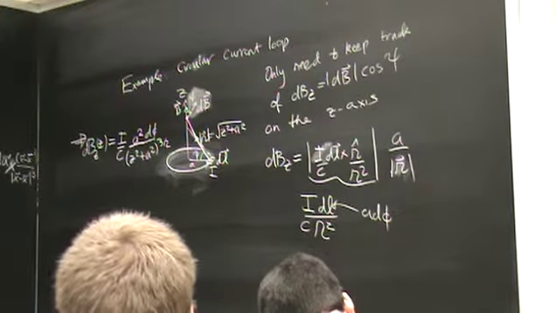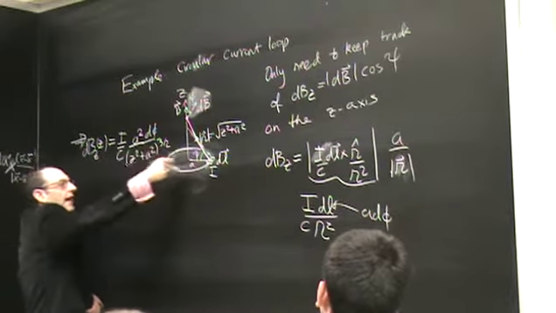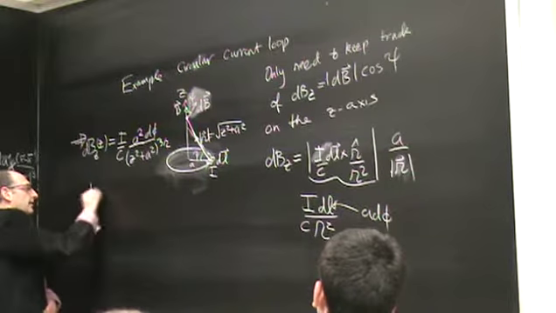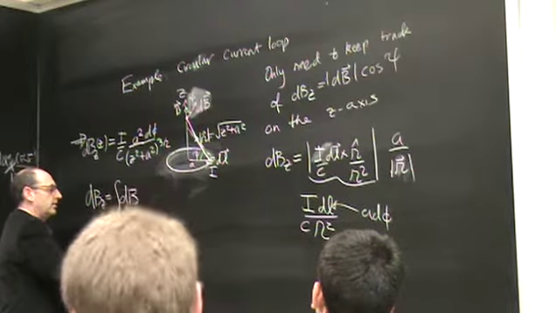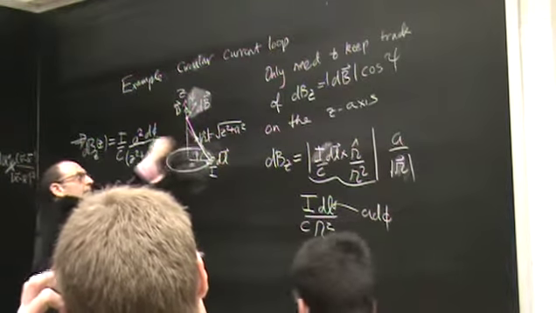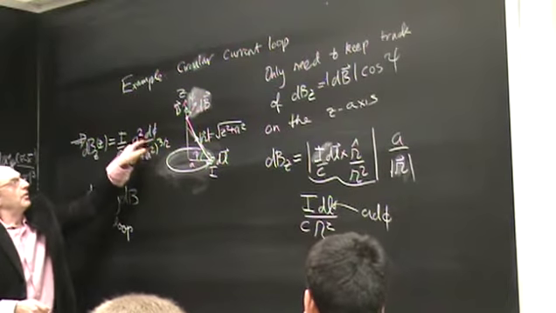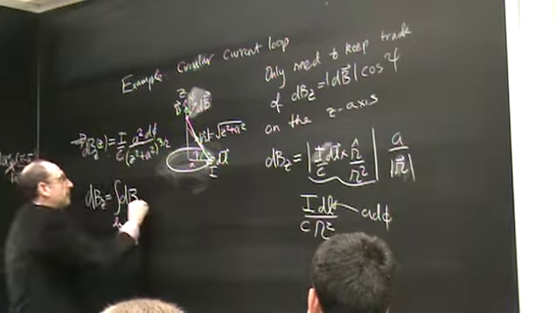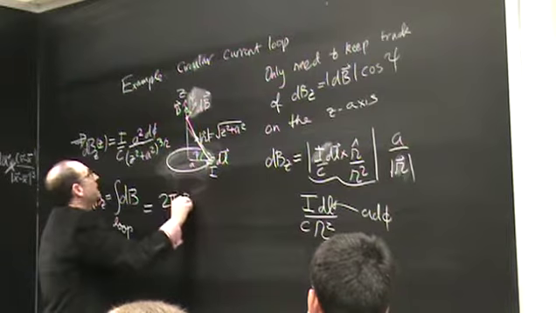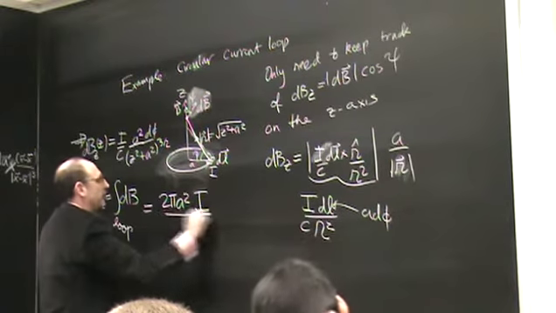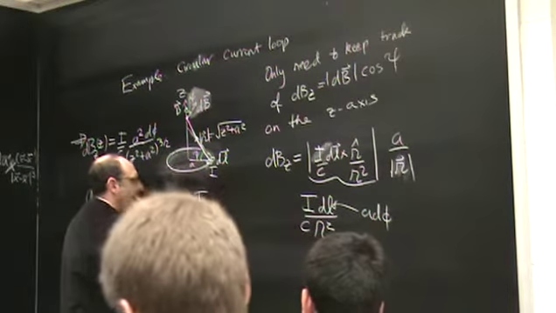Okay? So all of these dl's, as I integrate around the loop, contribute the same amount of z component. So the integral of d phi is 2 pi. And so we get the final answer: 2 pi a squared I over c times z squared plus a squared to the 3/2 power.